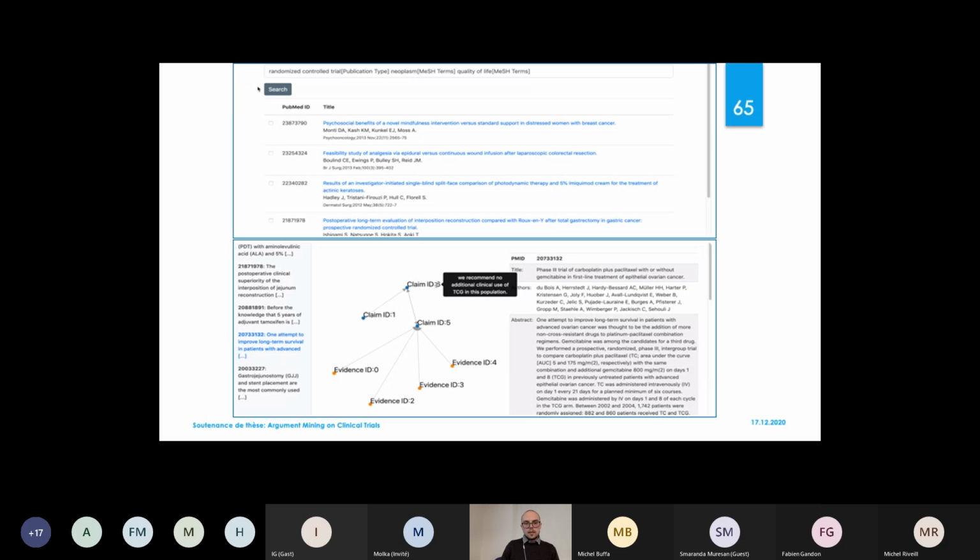On the right, you see the abstract, and in this abstract, you can highlight the PICO elements and the argument and the found argumentative components. In the middle, you have the constructed argumentation graph, and if you hover over each single component, you can see the text of the components, and you can do that for multiple trials, which are shown on the left, where you can select them.